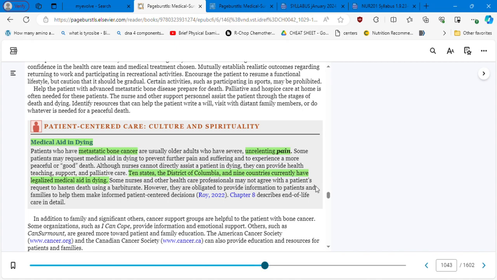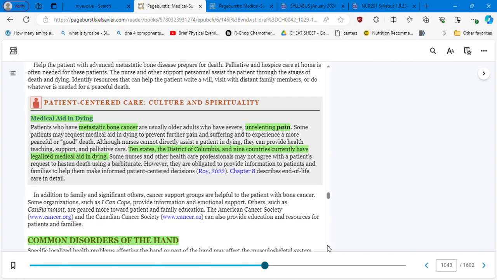This is information that I am presenting to you so you know. There is the assisted death. I forgot the name. Assisted. Okay. So there are some patients that because they are having the metastatic bone cancer, they require to be assisted to die, right?